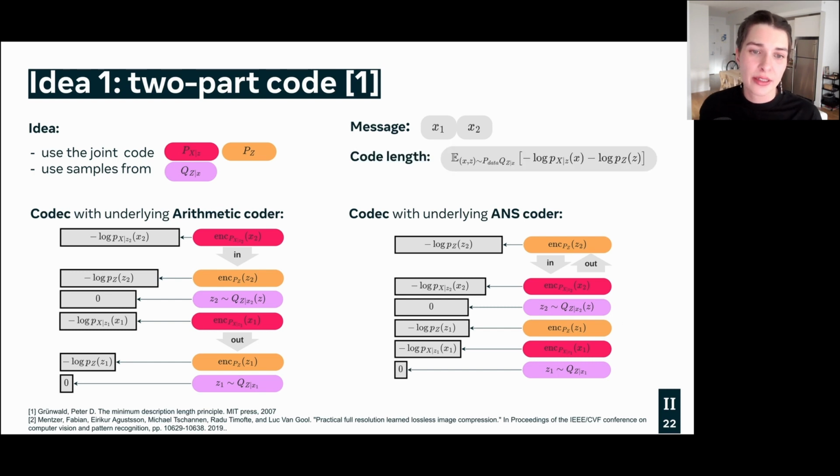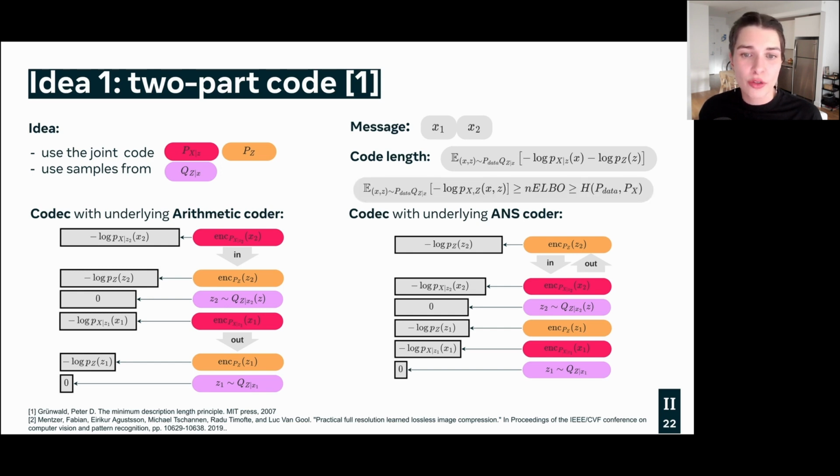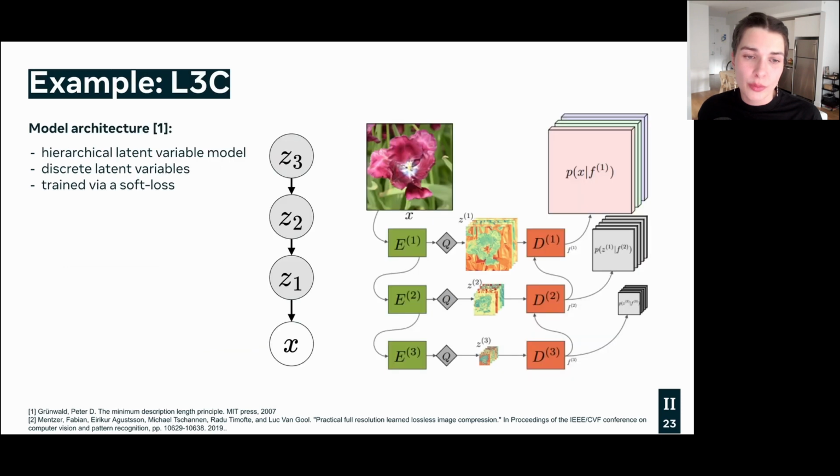In either case, when we collect the orange and red terms, we can compute the average code length. This comes out to be the cross-entropy of the empirical joint and model joint. This is larger than the ELBO bound and larger than the cross-entropy of the true data distribution and the intractable marginal. Before we discuss how to improve this bound, let us check out one example that uses this codec.